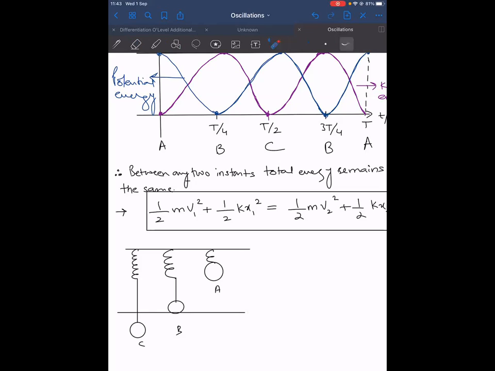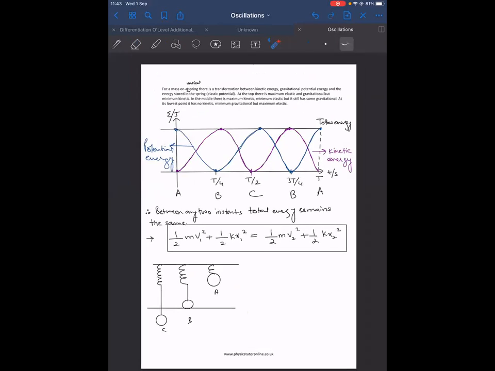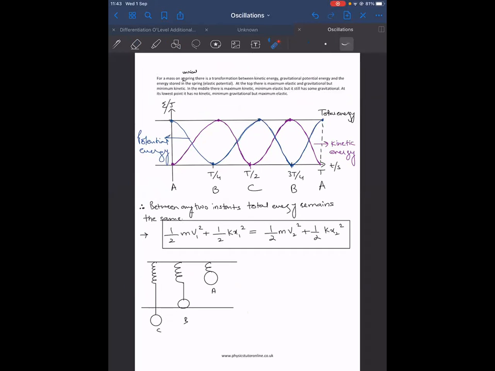When you have displaced the spring to A, so at the top you have maximum elastic potential. The spring आपका compressed है, as well as you have the maximum altitude, so you have the maximum gravitational potential. So you have maximum elastic and gravitational, but you have the minimum kinetic. In the middle, you don't have any elastic potential. You just have maximum kinetic, but you do have some gravitational.